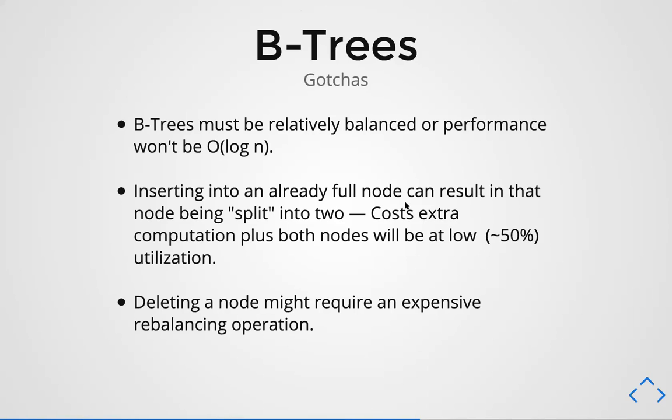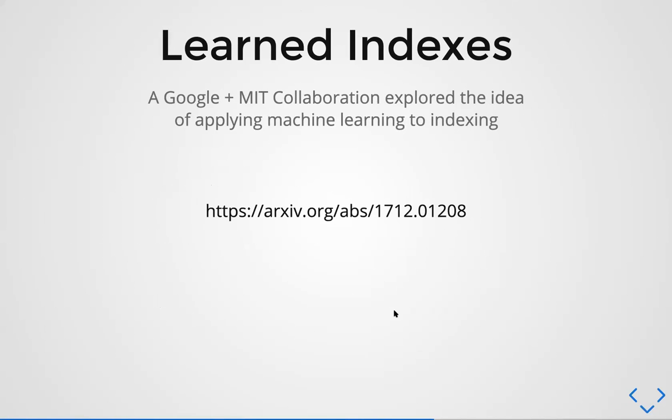Okay, so that's B trees. Now we're going to talk about the learned indexing structures that are competing with these two. So Google and MIT did this very interesting collaboration saying, hey, indexing is something that's been going on for a long, long time, and we want to take some new instruments to bear on it.